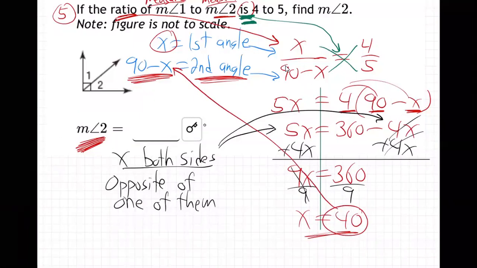Plug it in. So then you get 90 minus the 40. So angle 2 is 50. Yeah. So they want angle 2. They're not asking for angle 1. Angle 1 is x. They're asking for angle number 2. And so there we go.